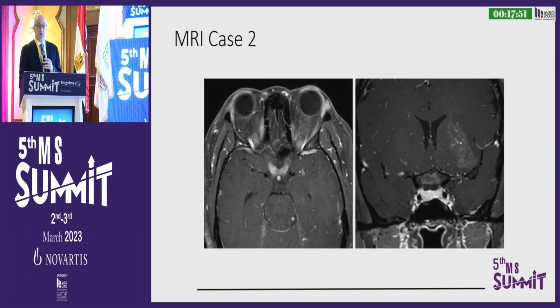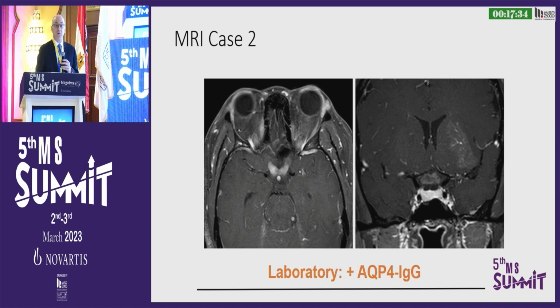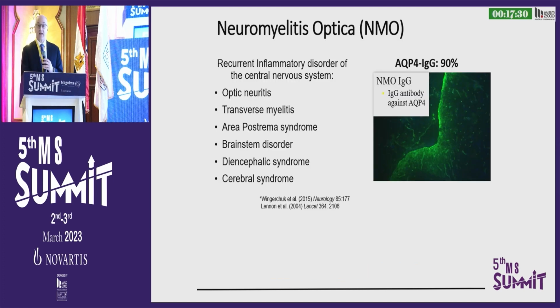Here's this patient's MRI, and if you look here with the prominent optic chiasm involvement, as well as this fluffy hypothalamic enhancement here, one might guess that this is a case of a patient who tested positive for aquaporin 4 IgG. So this is a case of neuromyelitis optica optic neuritis. And what is neuromyelitis optica?